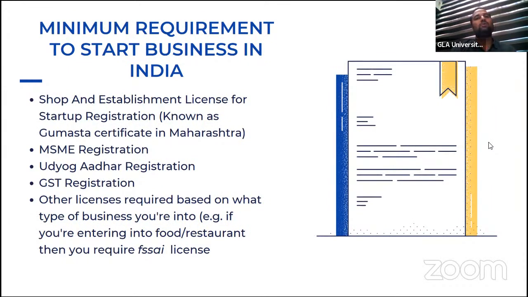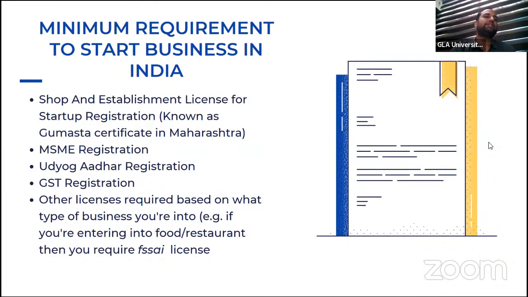So probably if you go to any local shops, you have seen some licenses, some certificates framed on the wall of those shops. That is nothing but one certificate you will find everywhere: the shop and establishment license. Then MSME registration, right? You can go for MSME registration also.